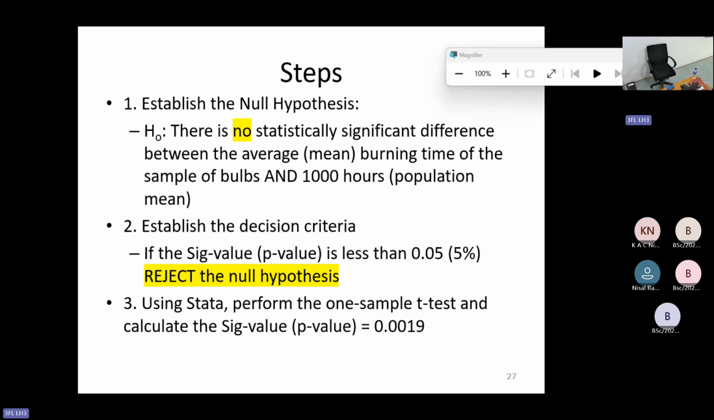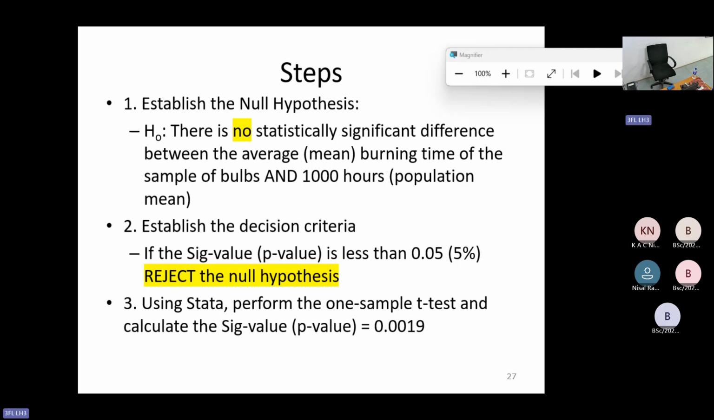What's the decision criteria? If the sig value or the p value is less than 0.05, reject the null hypothesis. If the p value is not less than 0.05, do not reject the null hypothesis.